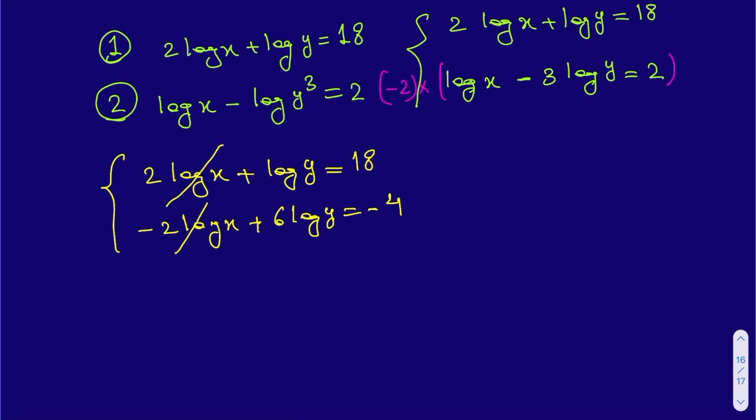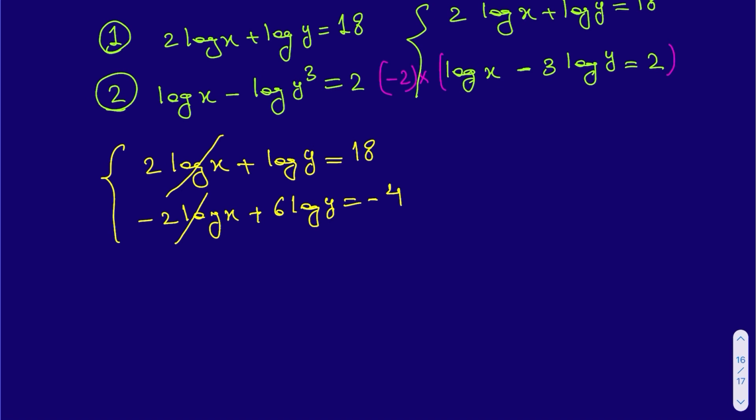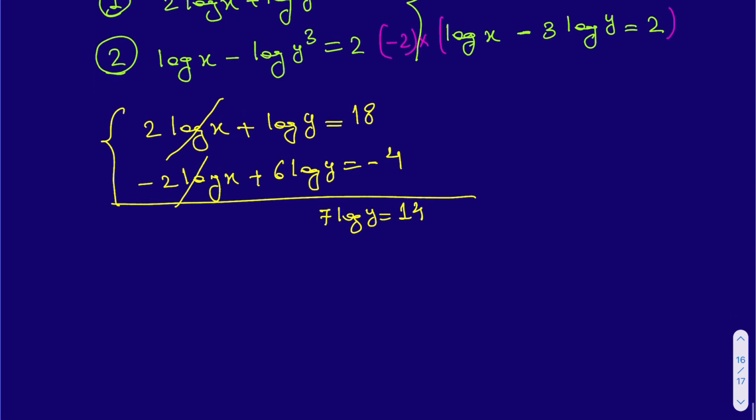by simplifying, we can get to this point, 7 log y is equal to 14. Then we just need to add them up, and then we will get log y is equal to 2. Okay, so we found the value of log y, which is 2.